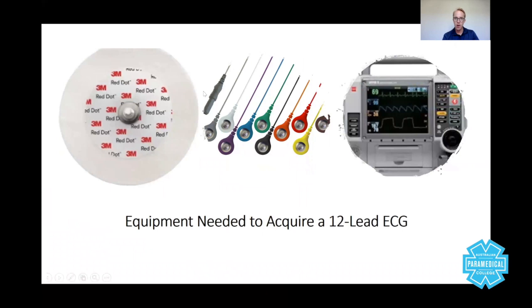Okay, so let's talk about undertaking an ECG then. What you need is a set of electrodes or a sticky dot, whatever you want to call them. Now, you can use the word sticky dot to your patient by all means, but medically speaking, they are electrodes. You need the leads and you need the machine to be able to undertake it.